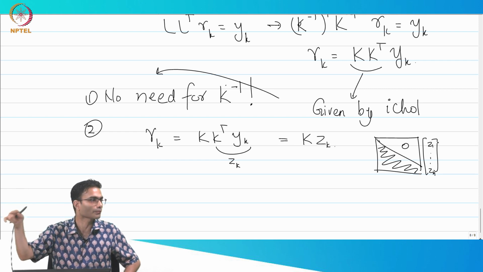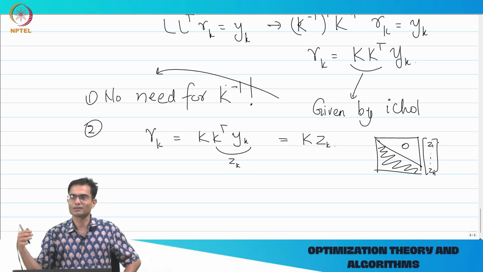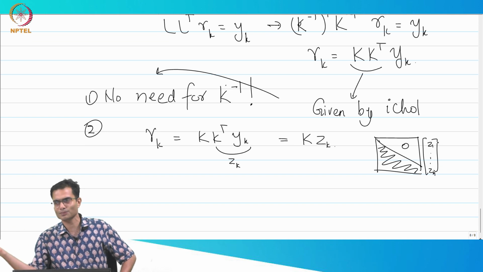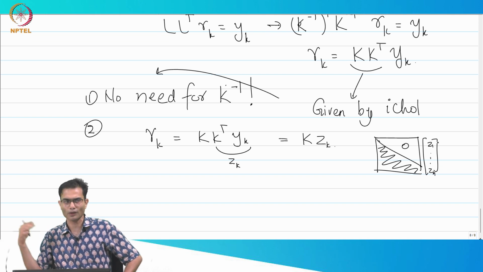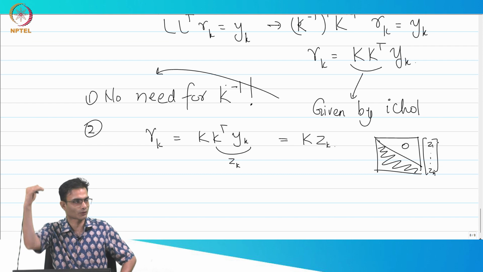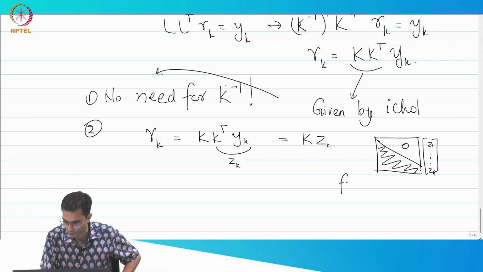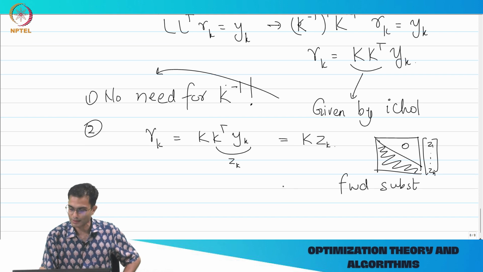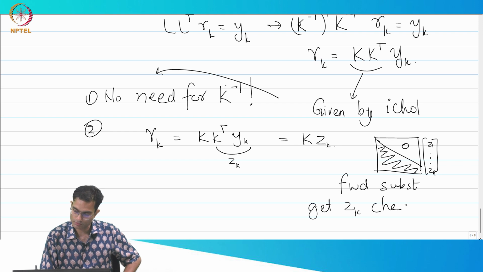There is no inversion happening. This is simple algebra, right? This is called what? Forward substitution, I think. I get confused. One is called forward substitution, the other is called backward substitution. Forward probably because you are starting from Z1 and going down. So let's call this forward substitution. I may be wrong. So I get ZK cheaply.